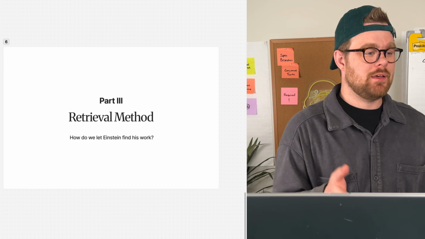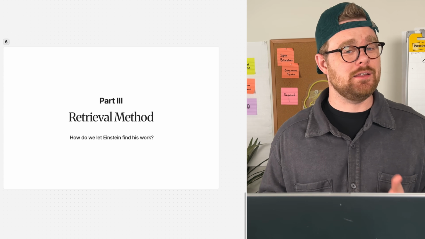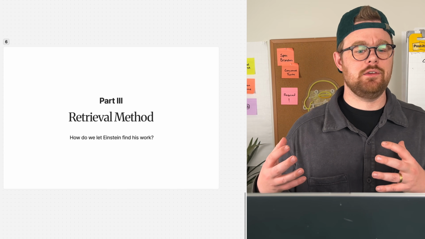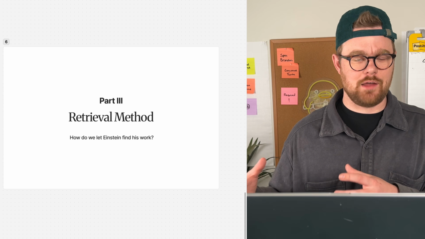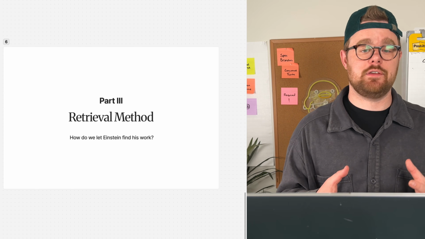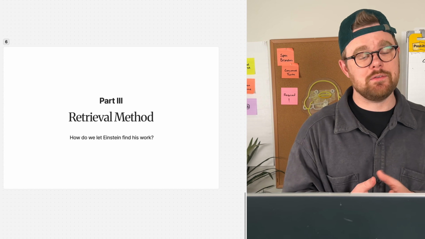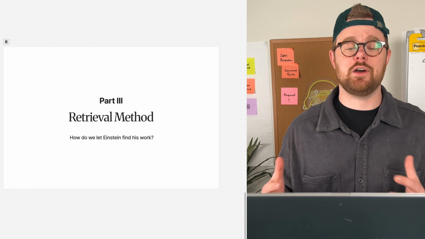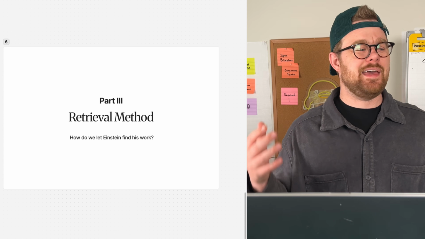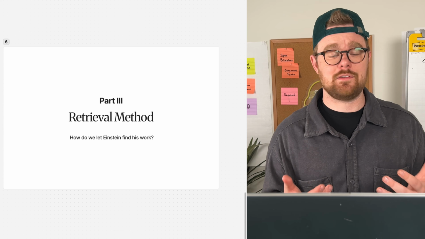The last part is the retrieval method. How does Einstein, once I clear his desk, go back and get any of the work he needs? Compaction isn't about the destruction of context or the removal. It's also the way that we manage context for the agent so that it can always come back and retrieve it. There's been many times when I'm in Claude Code or something along those lines, and it needs to go back and look at previous session logs for context.